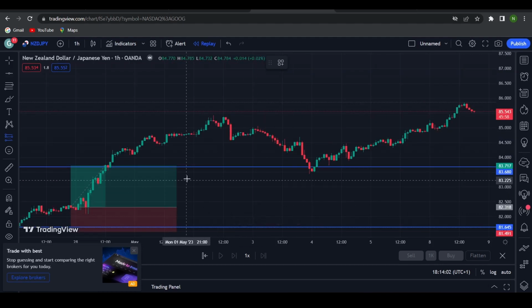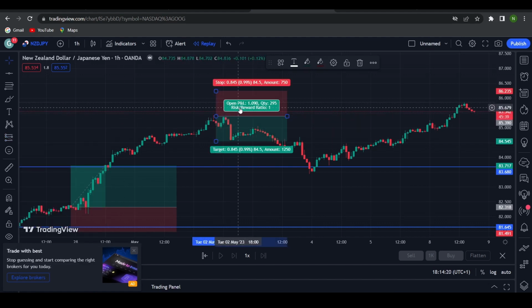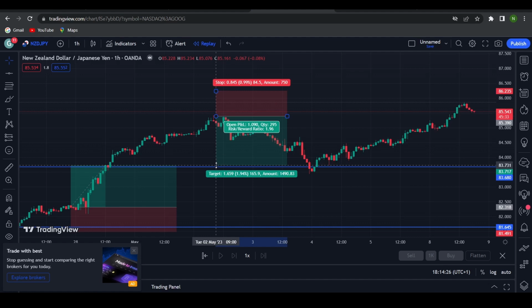And now let's place a short position instead and see how that looks. So go here and select short position. You can see all the ranges and positions that you can set through TradingView. You can have a look at that on your own time. I used the long position before and I'm using the short now, and you'll see that it sets the stop loss above and the target below. I will set the take profit around the same area as before, so the same support and resistance.